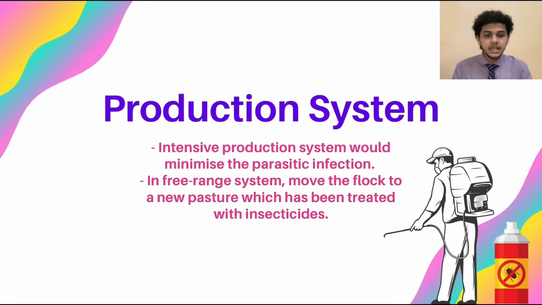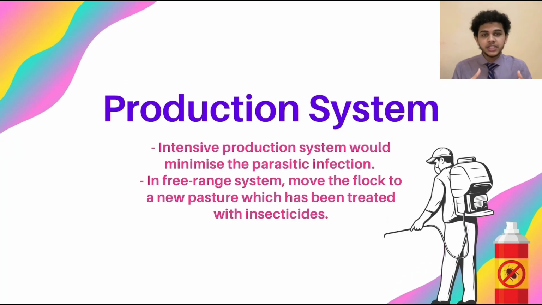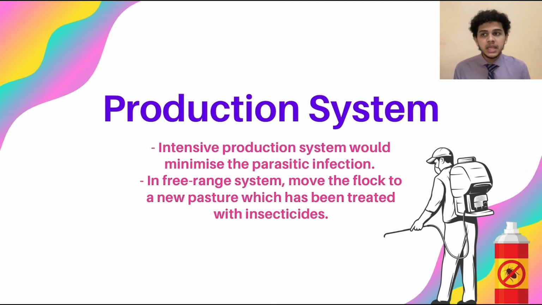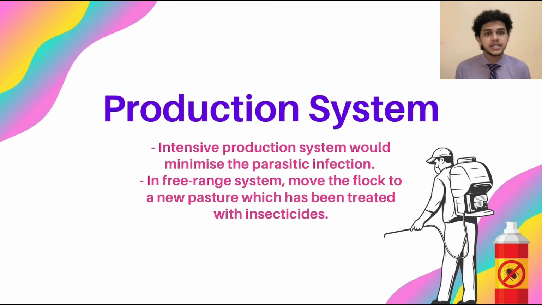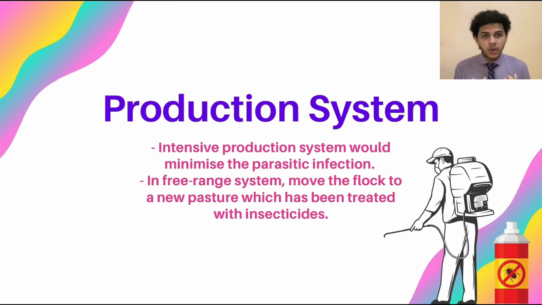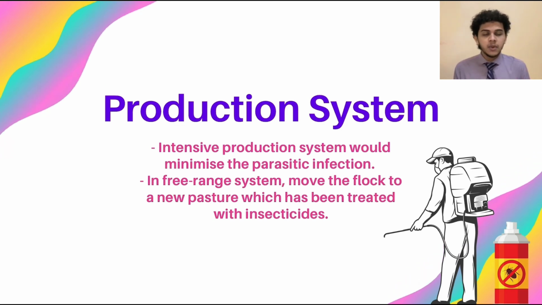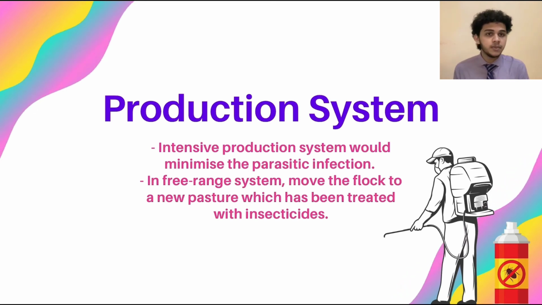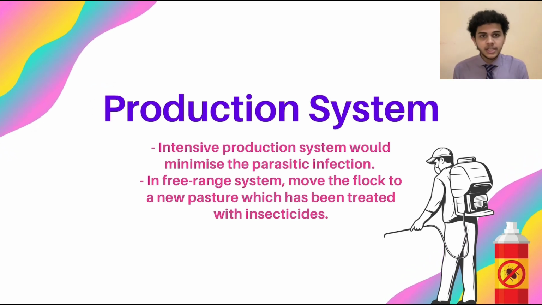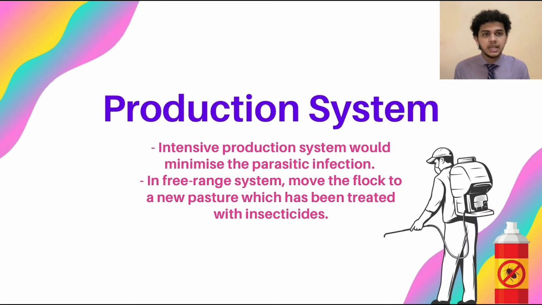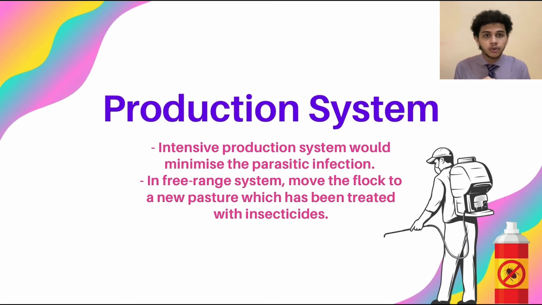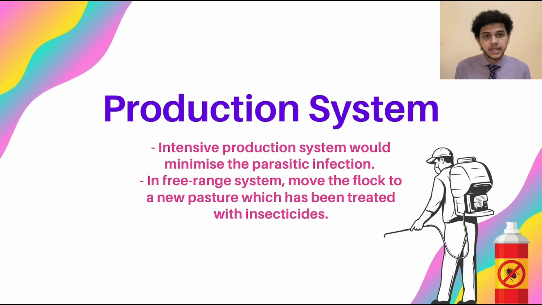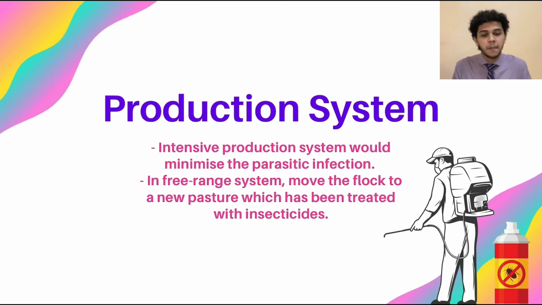Last but not least, the production system. The production system is something we can control, especially when it comes to intensive production systems. We can create an environment where we can minimize parasitic infection. However, when it comes to free-range systems, we need to take other measures like moving the flock to a new pasture that has been treated with insecticides. So in this case, we will have ground that is clean and free from dung beetles or cockroaches, which are usually intermediate hosts for parasites like Tetrameres or Oxyspirura mansoni.